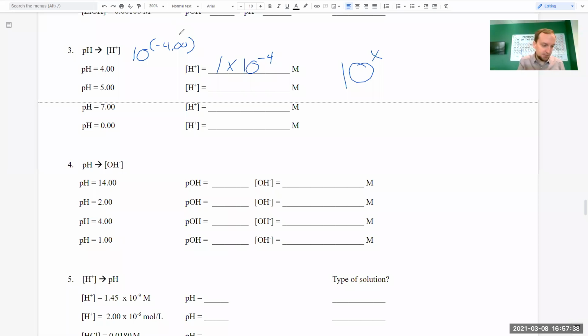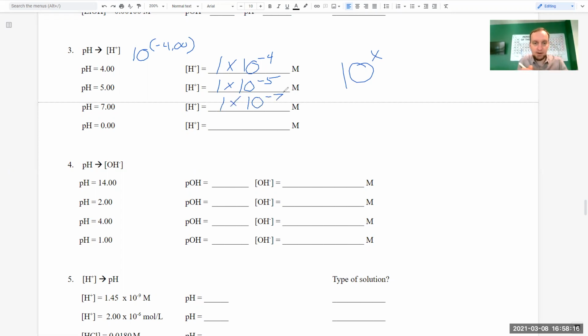Okay, I'm going to do the same thing. So I'm going to put my 10 to the x button, which is second log. I'm going to type in my pH, which is 5.00, close my parentheses, and I get 10 to the 5th. Oh, yeah, I didn't say negative, sorry. I meant to type negative 5, which gives me 10 to the negative 5th. Next one, again, I'm going to do the 10 to the x, negative pH, which is negative 7, and I get 1 times 10 to the negative 7.